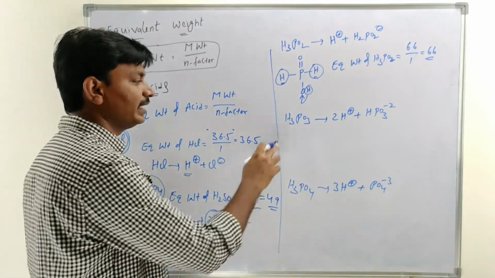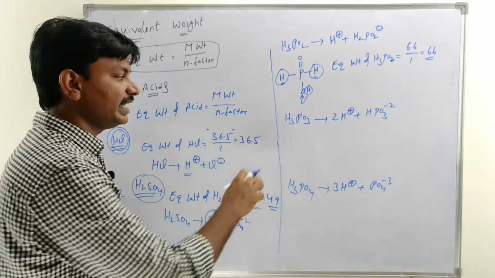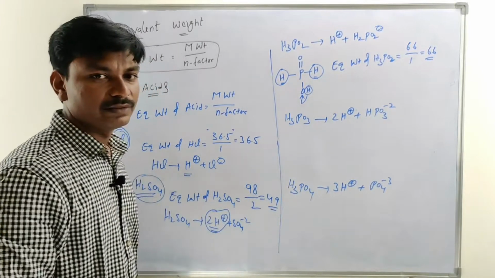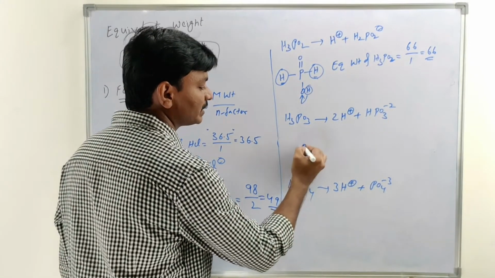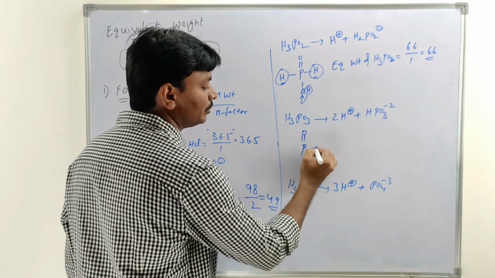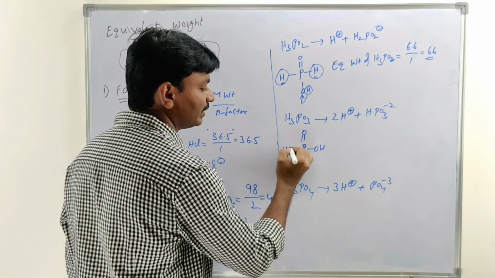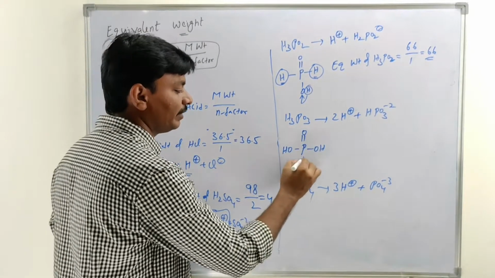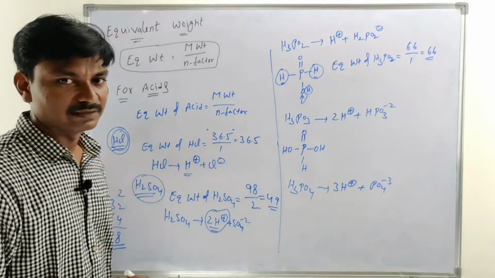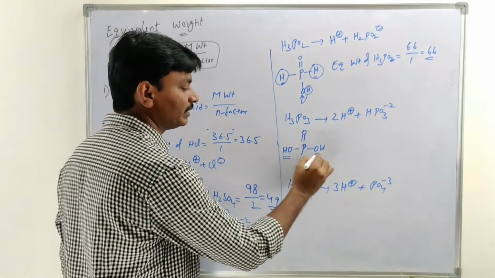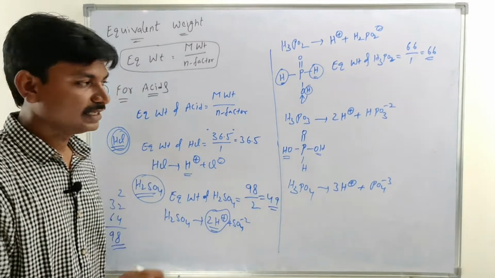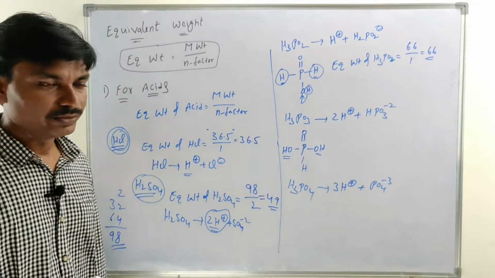Next example, H3PO3. The basicity of H3PO3 equals 2, and its structure has phosphorus with 1 double-bonded O and 2 OH groups, and 1 hydrogen directly bonded to the phosphorus atom. Only these 2 hydrogens are converted into H+ ions. That's why its basicity equals 2.